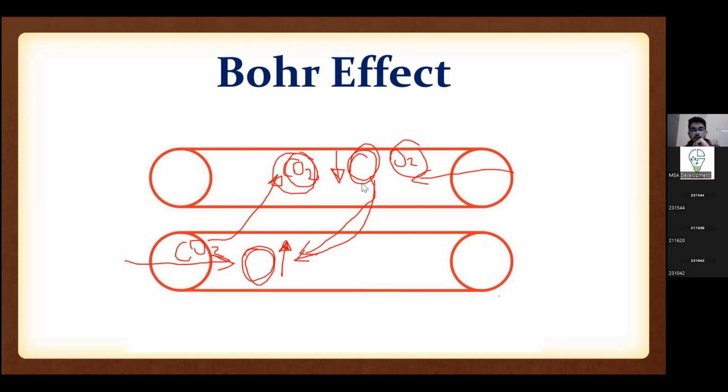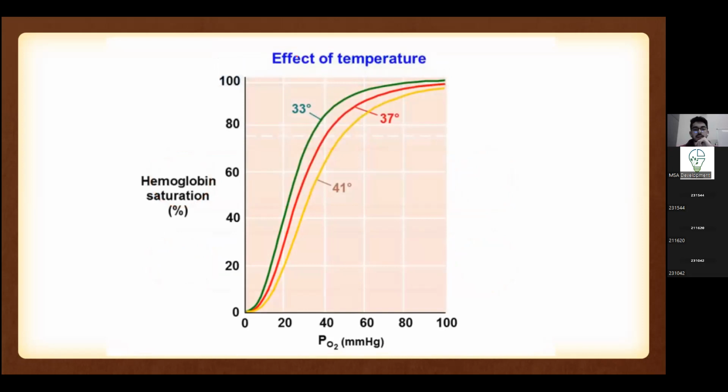Now we're going to discuss the third factor that's going to affect the dissociation curve. It's temperature. You need to memorize these because there is not a way to understand them. It's more like memorization. But basically, an increase in temperature is going to cause a shift to the right or a decrease in affinity.